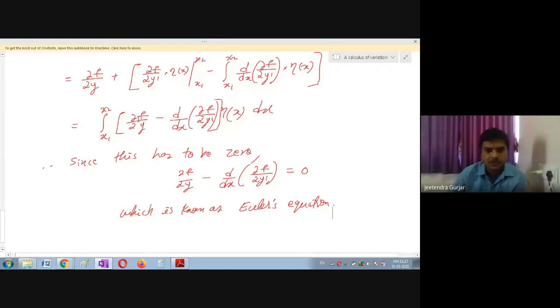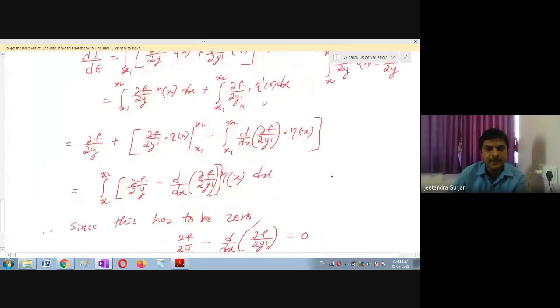There's integration x1 to x2, ∂f/∂y minus d/dx ∂f/∂y dash, ν of x dx is given. Since this is equal to 0, only this part ∂f/∂y minus d/dx ∂f/∂y dash will be equal to 0, which is known as our Euler's equation, students. So please remember, quite an easy derivation this is.